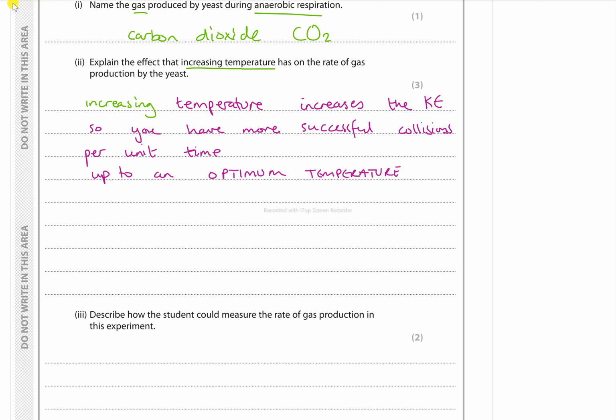Up to an optimum temperature, then the enzymes denature, right, because the active site changes. So look, increasing kinetic energy, so you have more successful collisions per unit time, up to an optimum temperature. Then after that, they denature and respiration goes down.